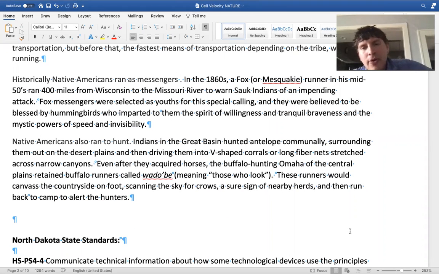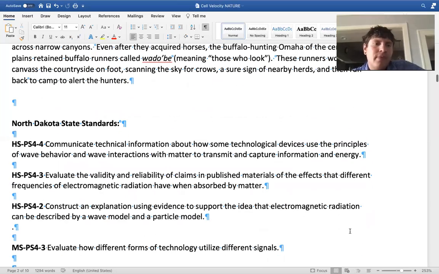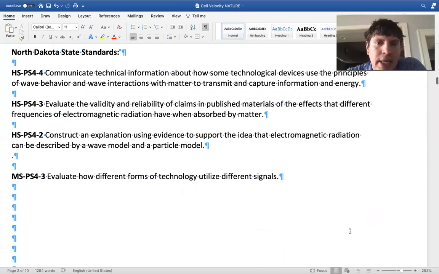Okay, I'm not going to go through all of this, but it's there for you to see that as Native Americans, we were always really good at running, moving through the prairie and what else have you. Okay, here's some of the standards we're going to be addressing today.